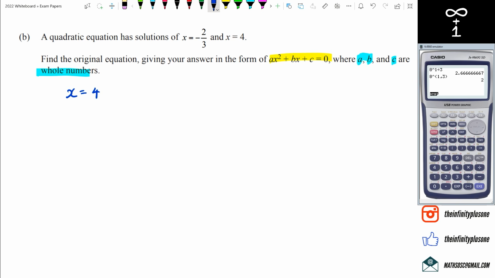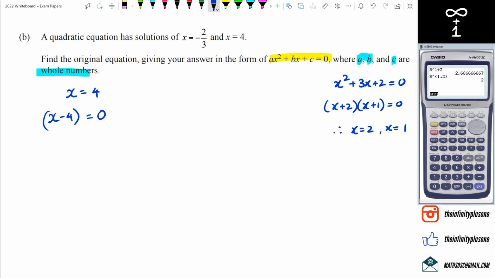What I mean by that is, if I have x equals 4, I can rewrite this as x minus 4, because that's what the factor would be. Now, if you remember a quadratic, let's do this backwards. If I have x squared plus 3x plus 2 equals 0, I'd write this as (x plus 2)(x plus 1) equals 0. Therefore, x is equal to minus 2 or minus 1. This is an example right here. So going backwards, I would just rearrange that equation, and that's what I'm doing here.